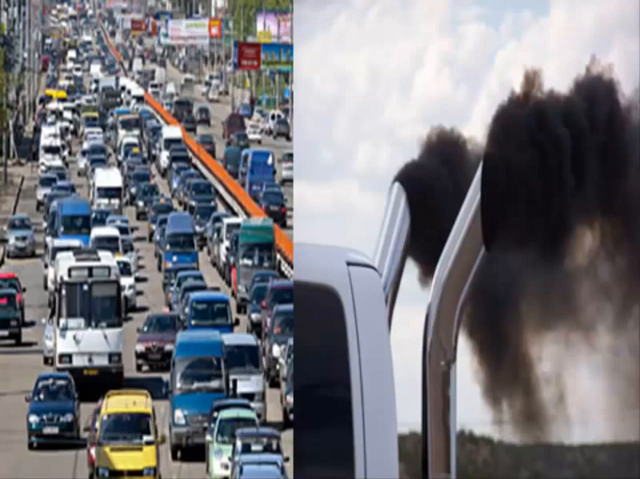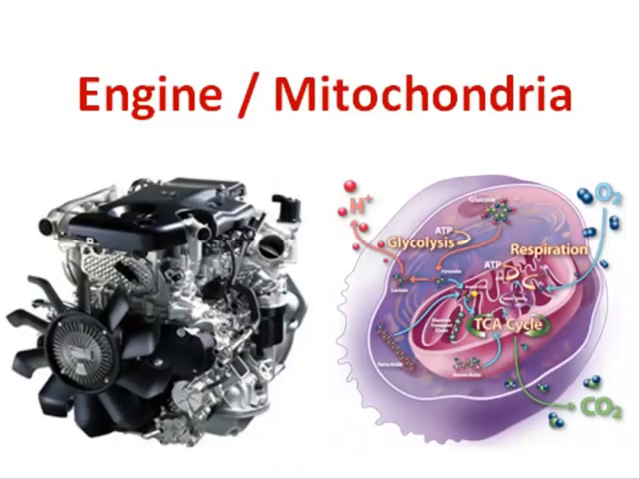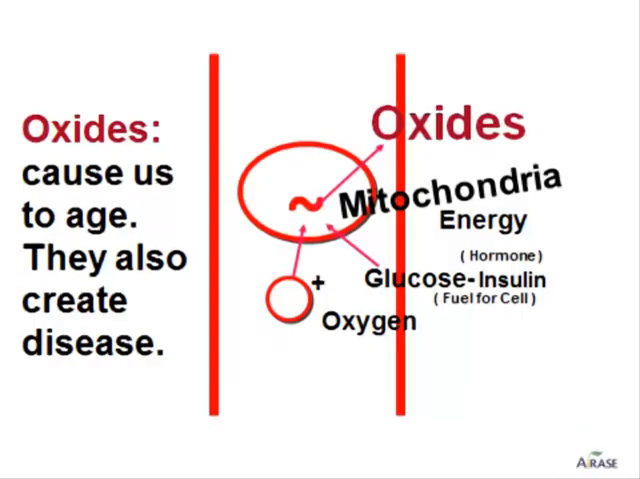Now, we all know that breathing exhaust fumes is not good for us. Have you ever been behind a large truck and had to breathe those noxious fumes? It's not very pleasant. Like the car engine, the mitochondria is a factory that produces byproducts, which are called oxides. These oxides cause us to age and they create disease. The body has to neutralize them to remain healthy.